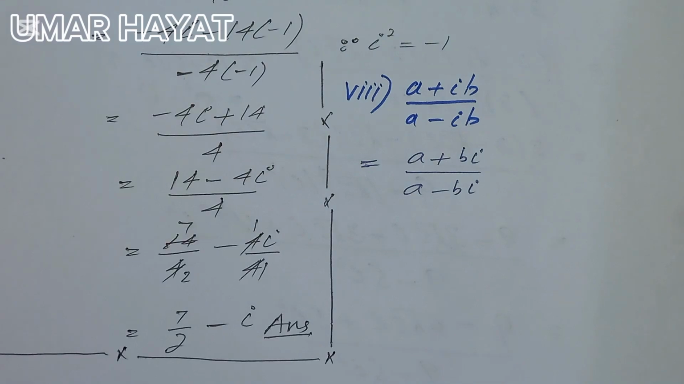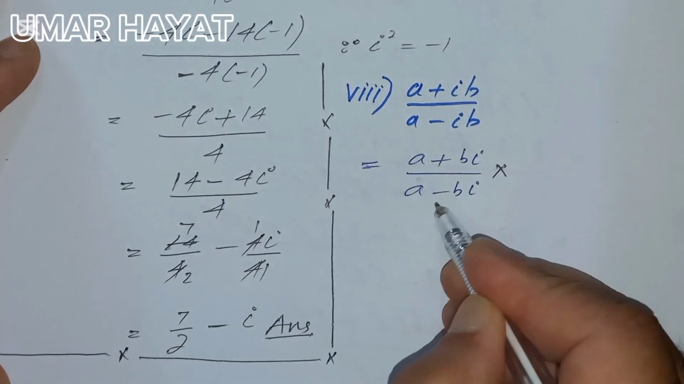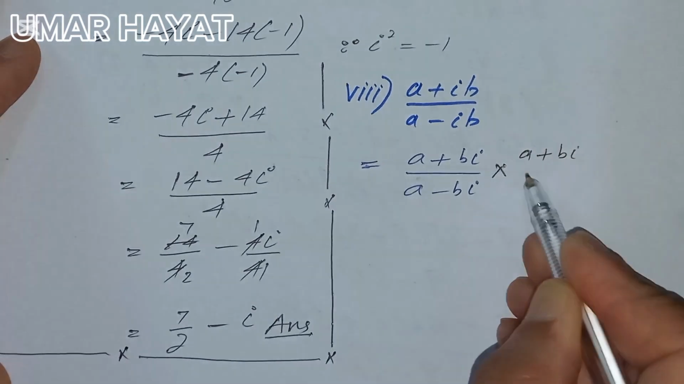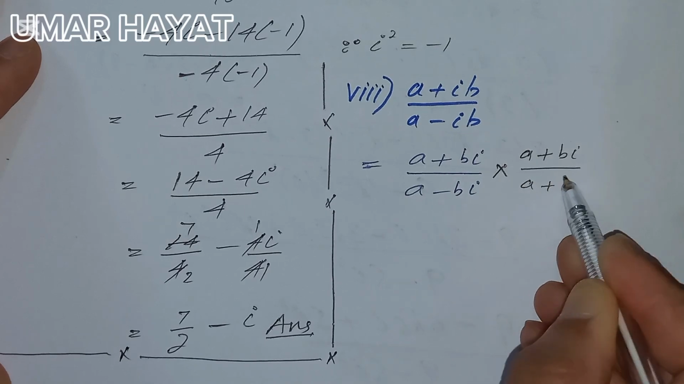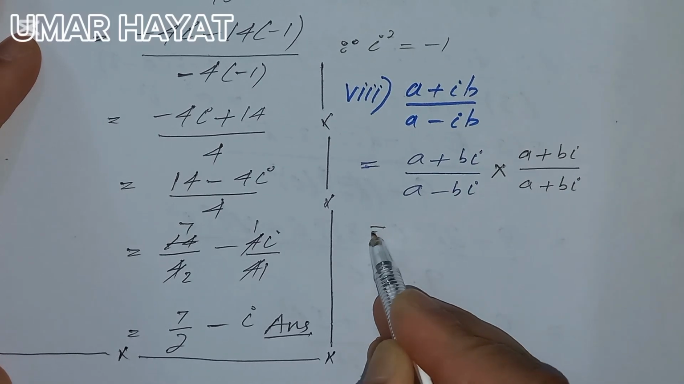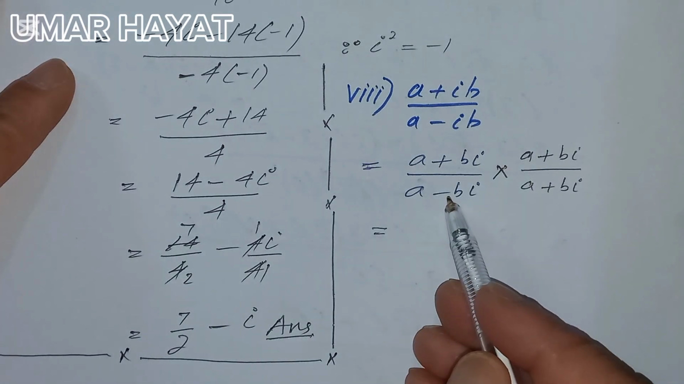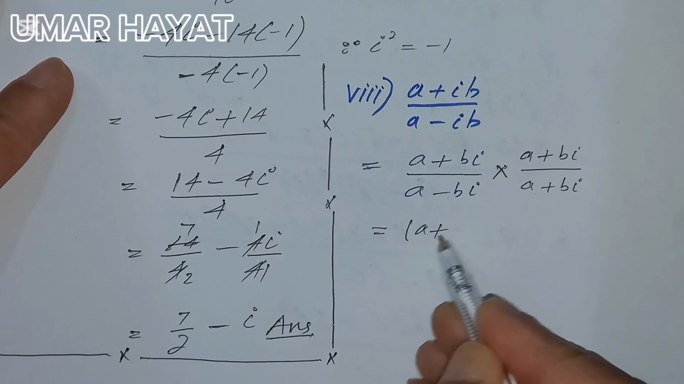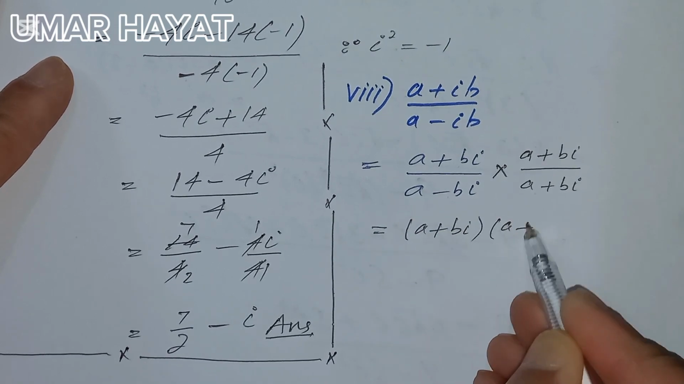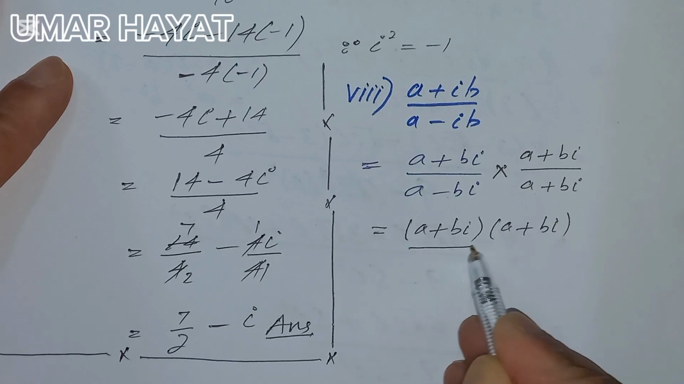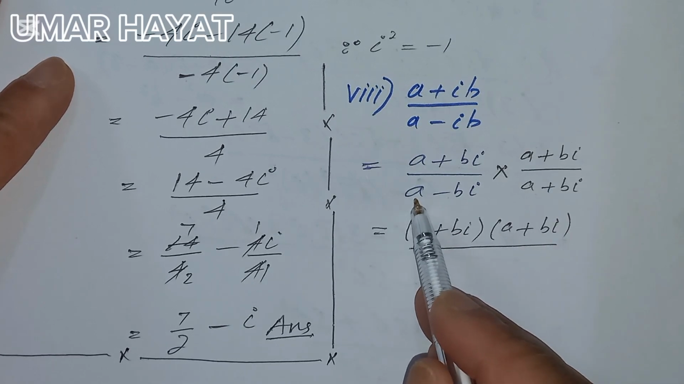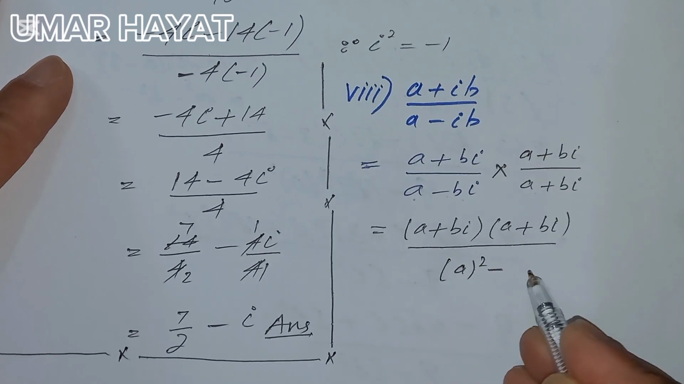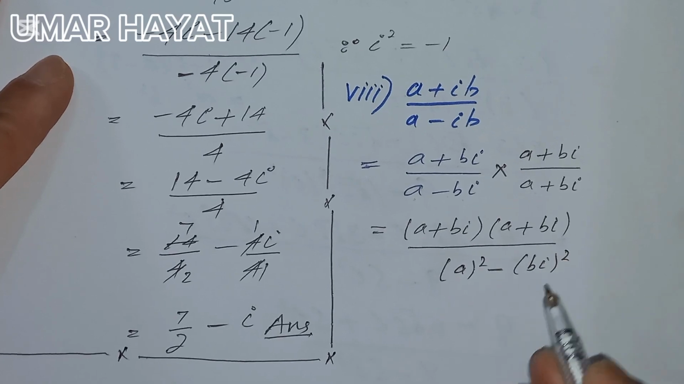Now we multiply it by the conjugate of the denominator, and its conjugate is (a + bi) divided by (a + bi). Now the numerator will multiply with the numerator and the denominator with the denominator, and this will be (a + bi) multiply (a + bi), and in the denominator we use the identity: first term minus second term, first term plus second term, is equal to first term square minus second term square.